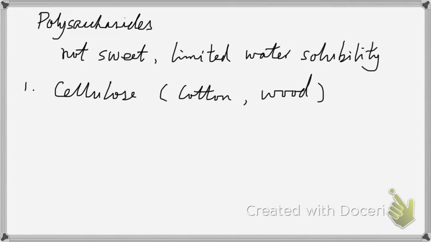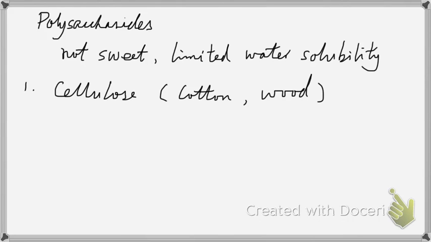Lastly, we will take a look at polysaccharides. Polysaccharides are made of many monosaccharide units linked together through glycosidic linkage. And the polysaccharides are not sweet. They also have limited water solubility. The first polysaccharide we will look at is cellulose.